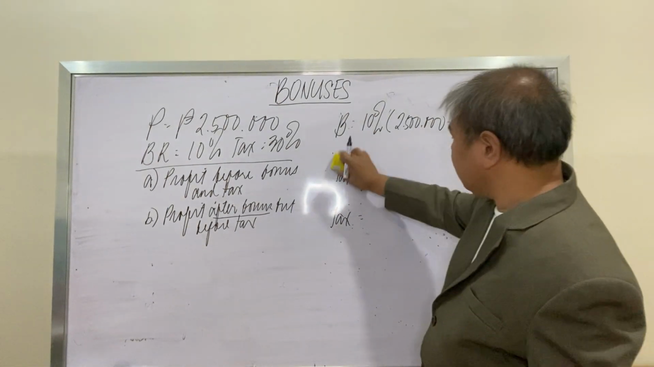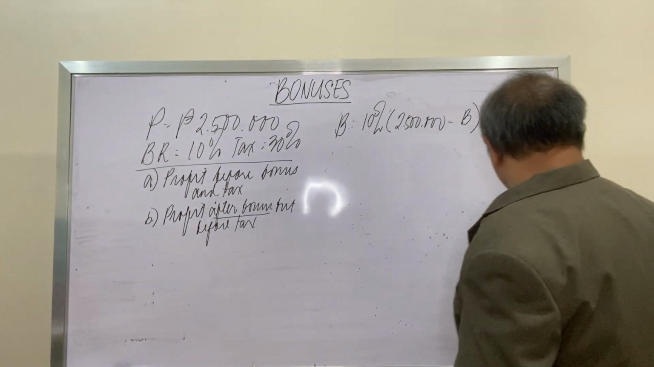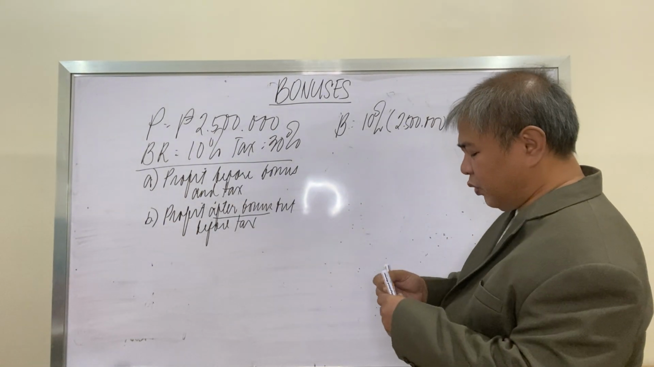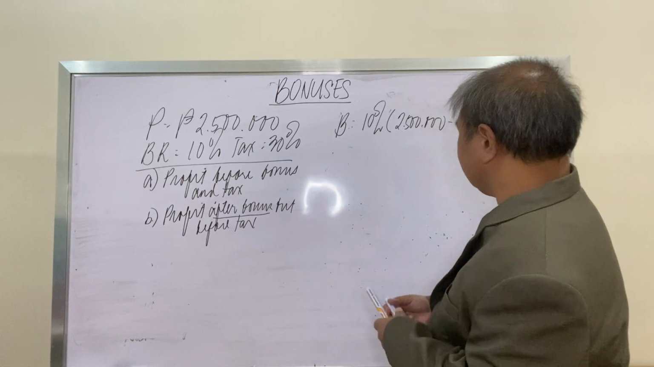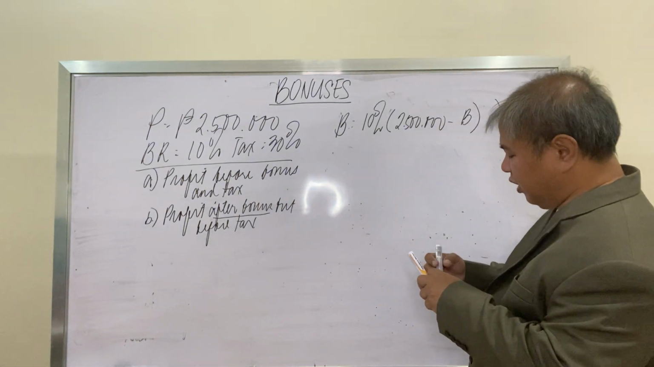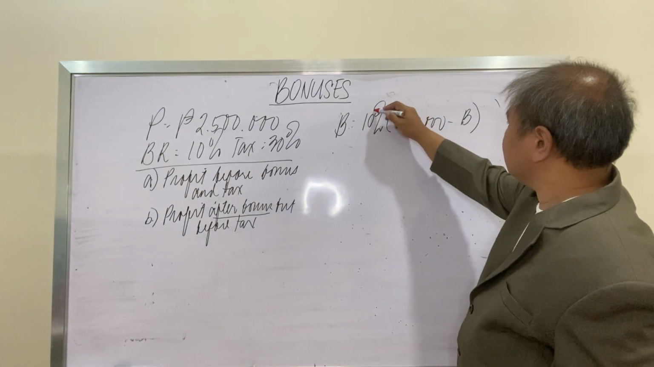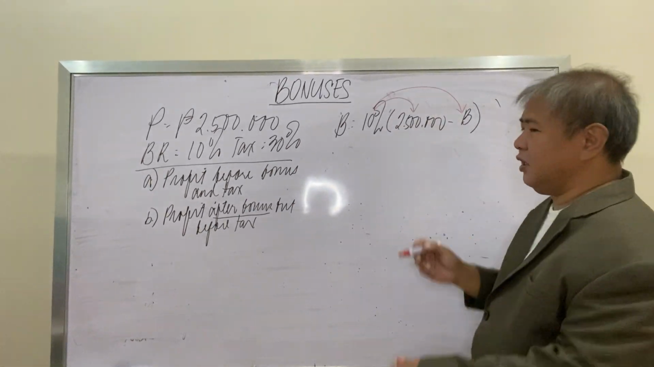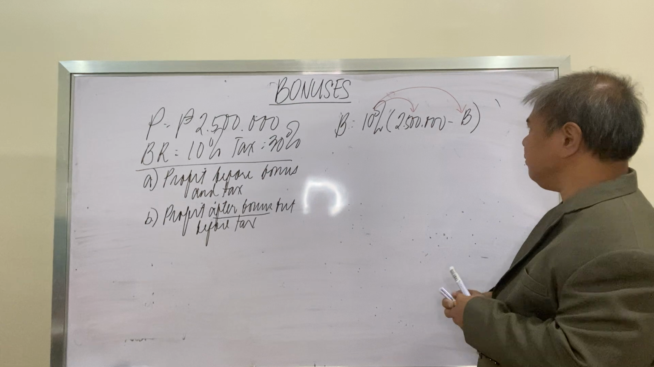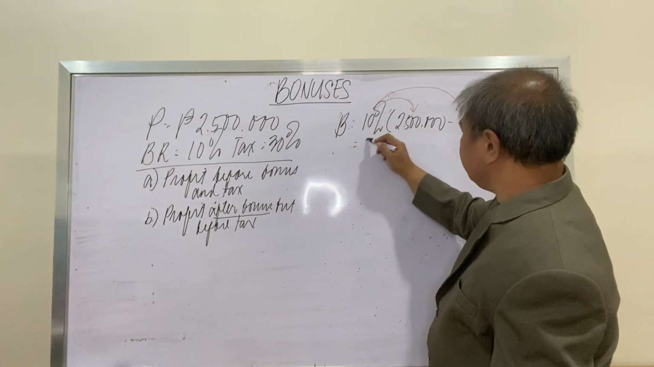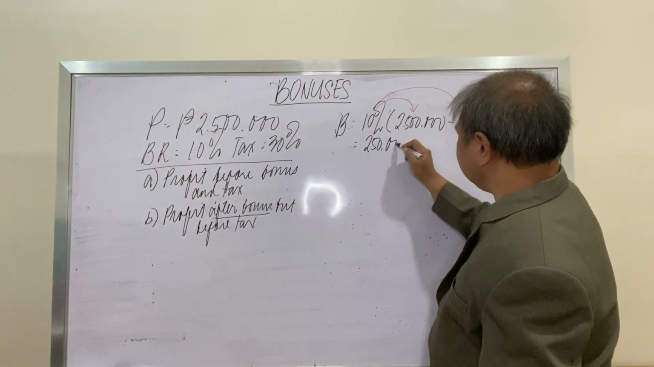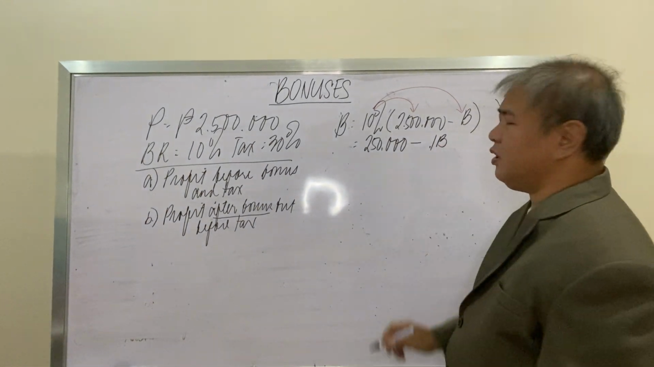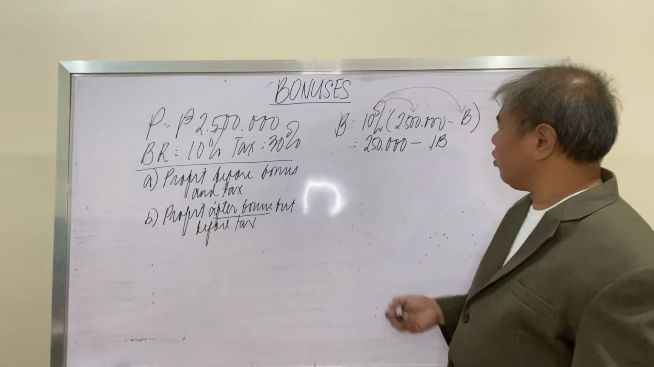And what will be our equation for the tax? Well, let's first solve this one. Again, we have symbols of inclusion. So what are we going to do with this one? As you learned in your algebra, what you have to do is to distribute the 10% to those inside the parenthesis. So this will be 250,000 minus 0.1 of B. This will now be your equation.